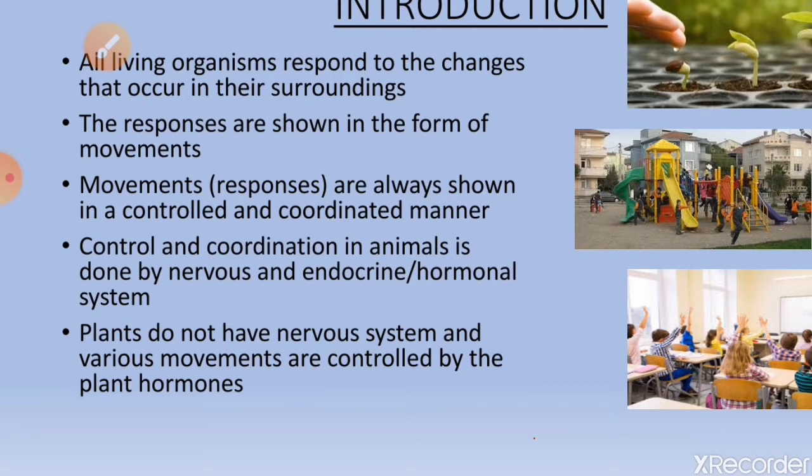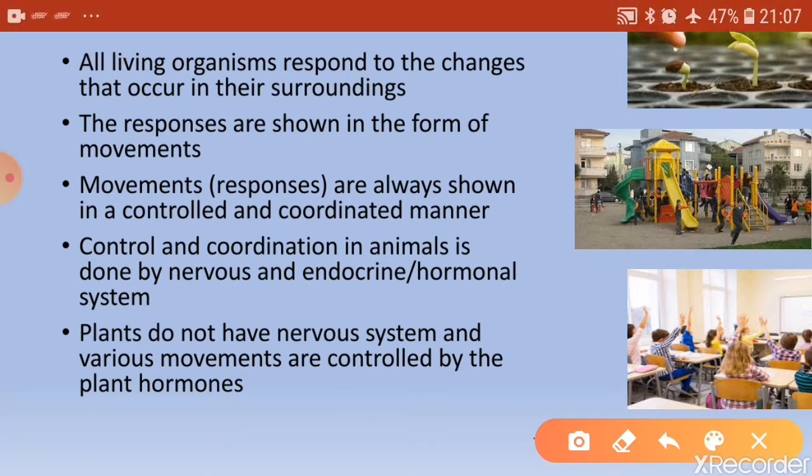And all the movements that are shown by organisms are always shown in a controlled and coordinated manner. Right? Now this control and coordination in case of animals is done by two systems. One is the neuromuscular system and the other is the hormonal system. Right? About this you'll be learning in detail in the next slides to come.